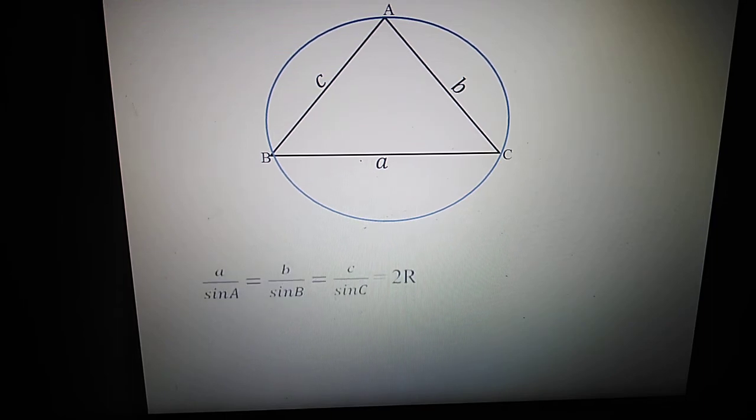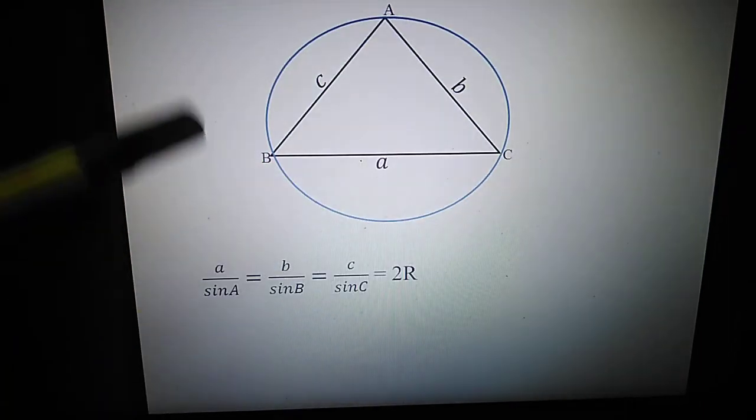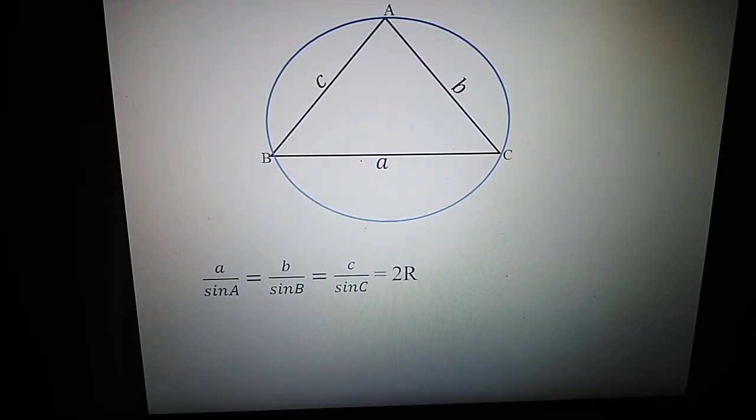then the ratio, that means this proportion, a by sine A, b by sine B and c by sine C, is equal to 2R. Here R is the radius of this circumcircle. a by sine A equal to b by sine B equal to c by sine C equal to 2R. This ratio tends to 2R. It is another proof. We will discuss this proof later.